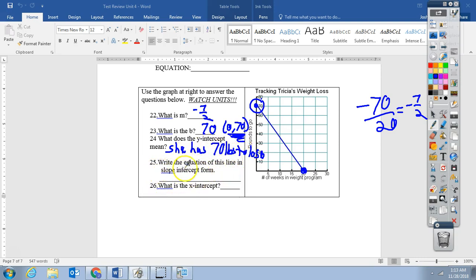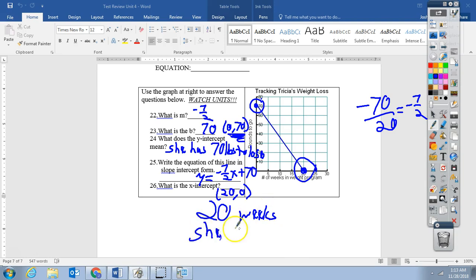Write the equation of this line in slope-intercept form. y equals mx plus b, so y equals m is negative 7 halves x, plus b is plus 70. There's my equation. Now, I'll also ask you about the x-intercept a little bit over here. Here's the x-intercept. It's at (20, 0), because what does that mean? That means 20 weeks, and Tricia loses all her weight. She loses all the weight.